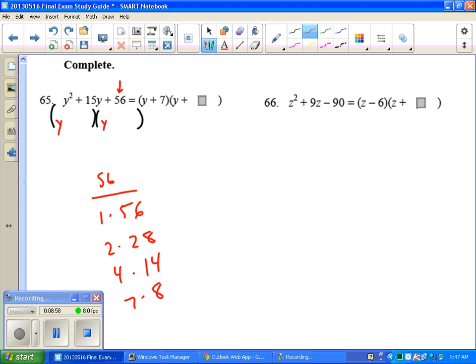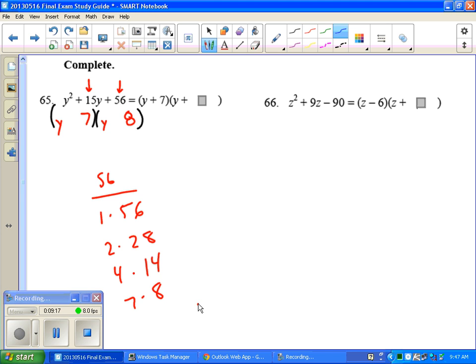Those are your factors of 56. The only pair of factors of 56 that, when you add them, get you to the number 15 is 7 and 8. So 7 and 8 are going to go in those numbers.